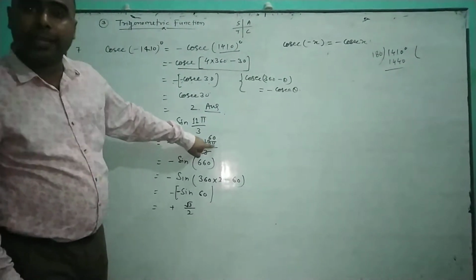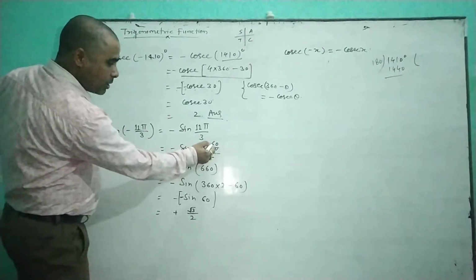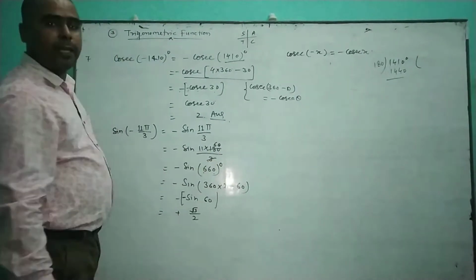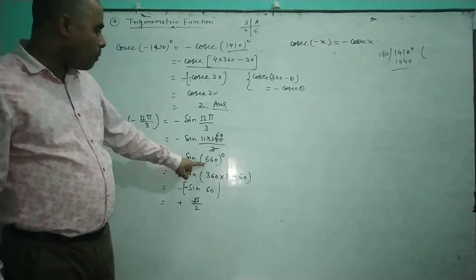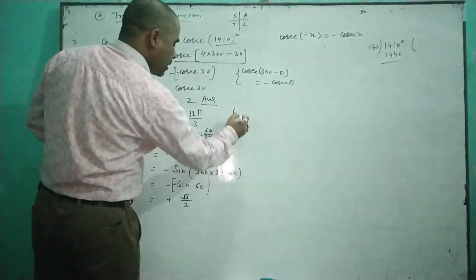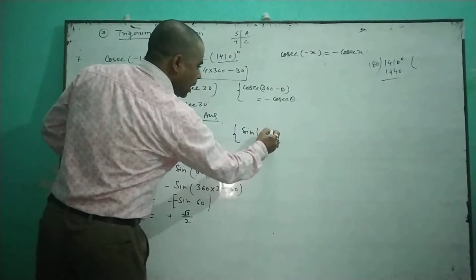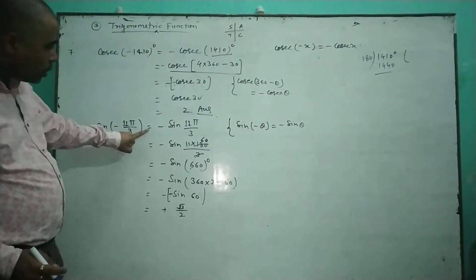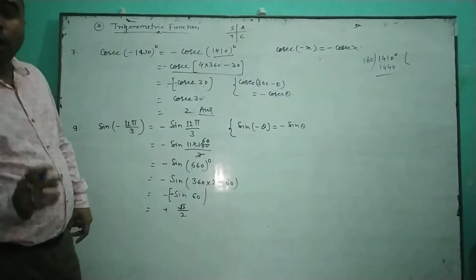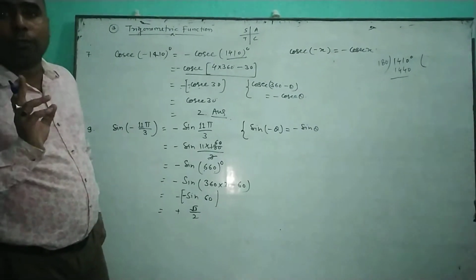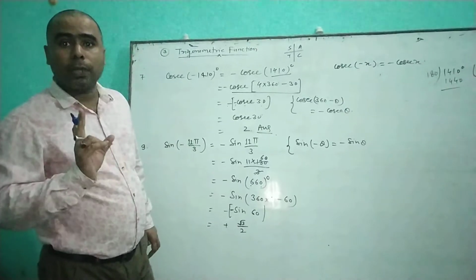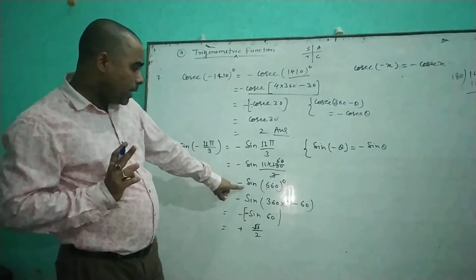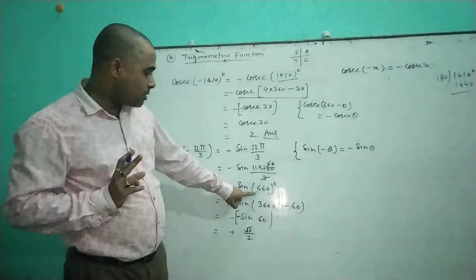Now this is 180 degree, and 180 degree cancels out by 3: 6 threes are 18, 0, so 60 degree. Now 11 into 60 is 660 degree. It means this angle changes into this form. Now we also have to use one formula: sine minus theta is equal to minus sine theta. Always the angle should not be in negative form. The function should be negative, but the angle should not be negative. Now here we get this value in this form, sine 660 degree.